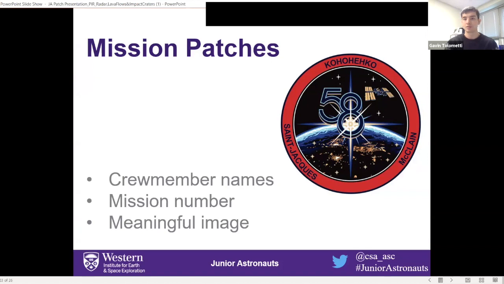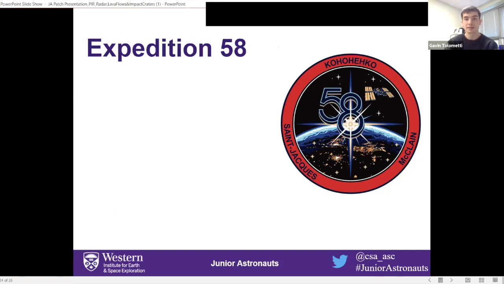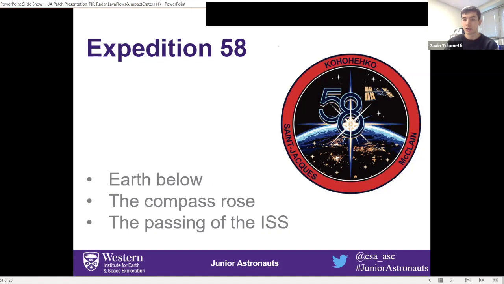After that, with classes, once each student creates their own patch, you would get into groups to create what they call mission patches. Along with each astronaut having their own patch, they also have a patch representing the mission they participated in. It always has the crew members' names. The one on the right has all 3 astronauts during the 58th visit to the International Space Station. The mission number is usually present, and again, a meaningful image. So this is Expedition 58, and they showed the Earth below with all the lights from the different cities. Again, they had the compass rose, which is the light of the star shining out, and the International Space Station passing over the Earth.